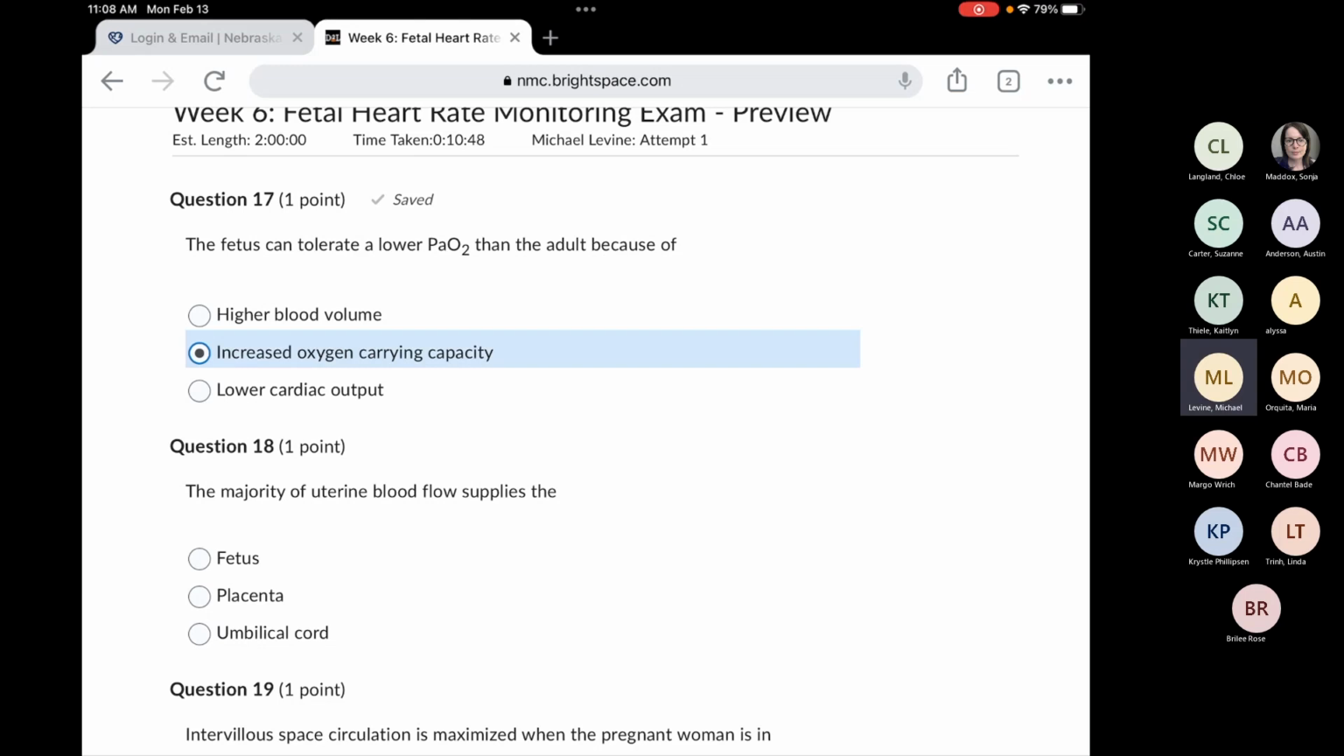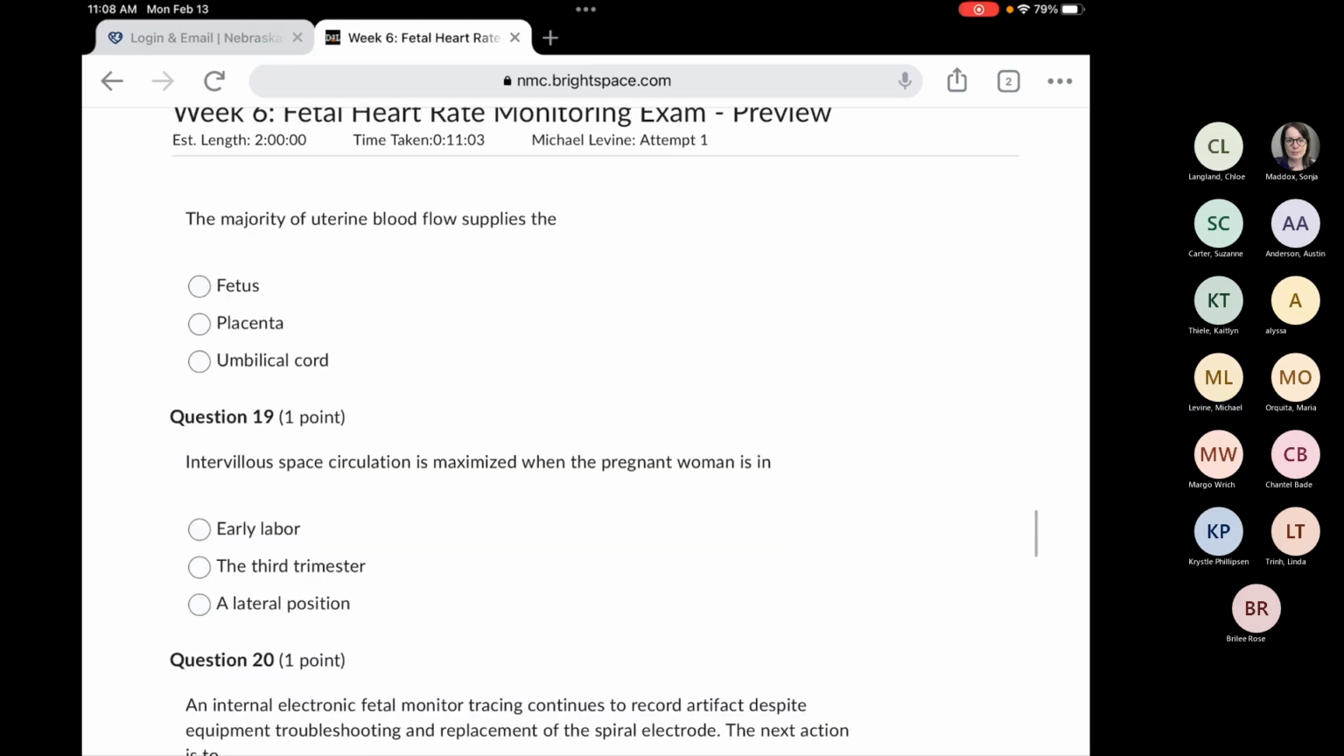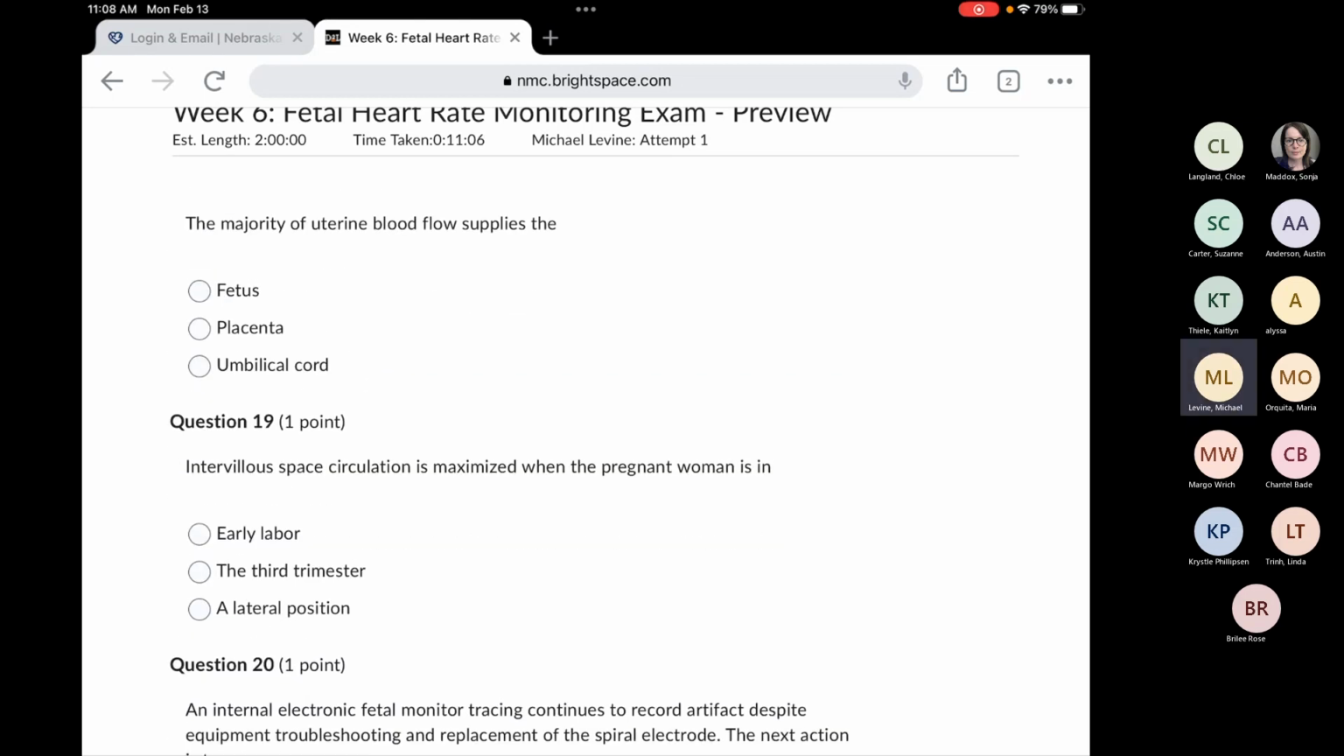And that's an important concept, why a fetus can be in utero with a much lower PaO2 than an adult and still be happy, moving around, not having any effects of low oxygen. Number 18. The majority of uterine blood flow supplies what? The fetus, the placenta, the umbilical cord. And the answer is the placenta.